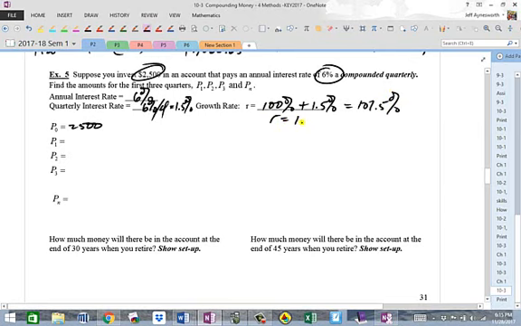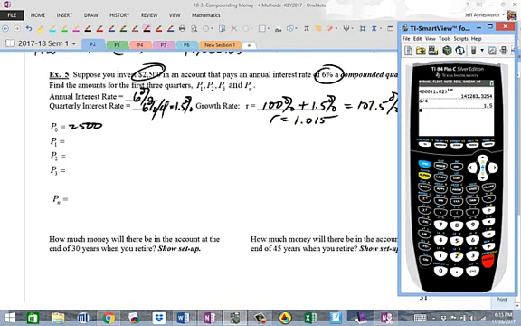1.015. Okay. Now, if you ever have trouble and you're not sure about how to change a percent to a decimal, just divide it by 100 and see what happens. Okay. You'll notice that all you have to do is shift the decimal 2 places to the left.